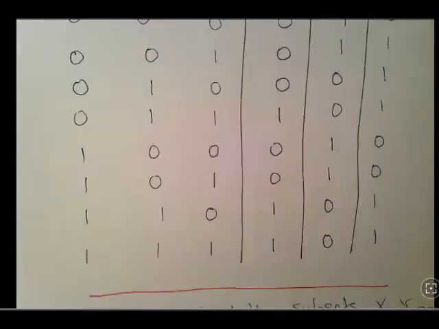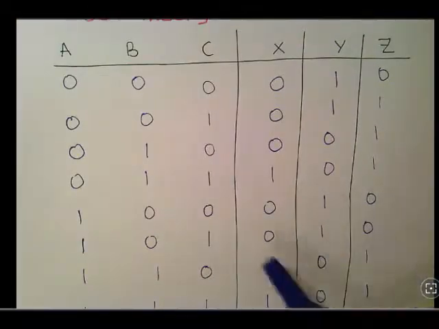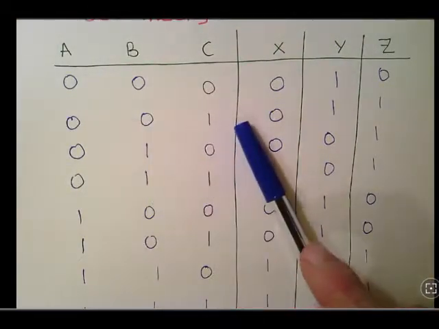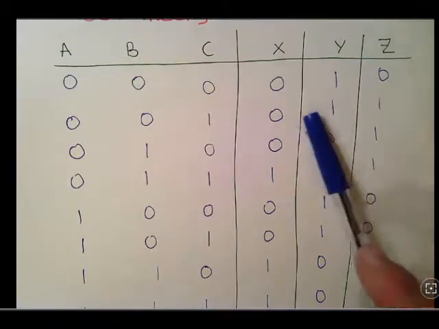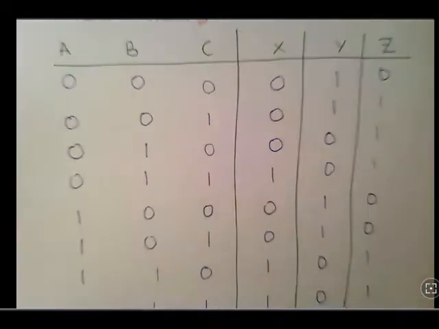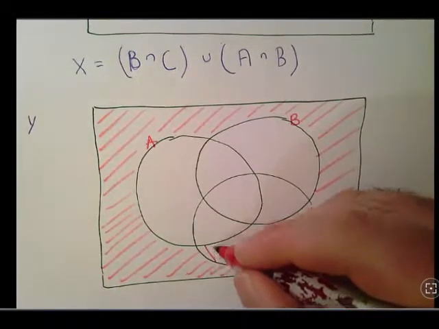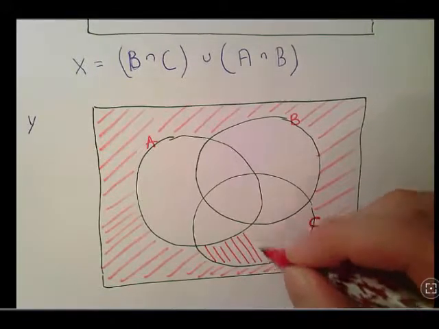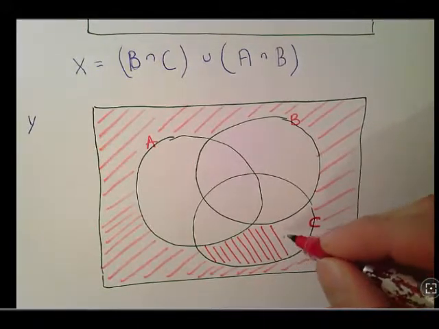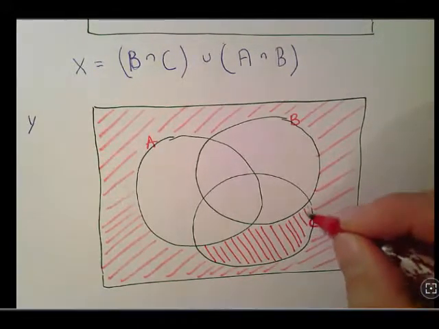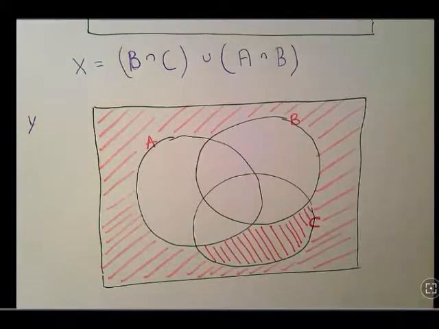Okay, so let's go back here. So the next one is this one here. So this is the second entry, and it's the C only region. So we're going to fill that in. The C only region is the 011 region. It's this one here. So it's in C, but not in A, not in B.